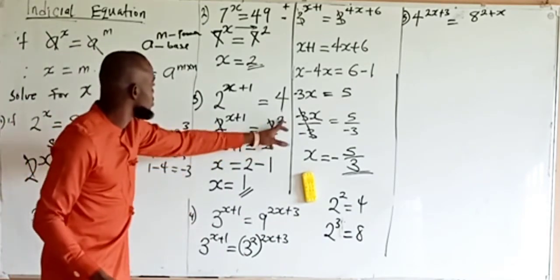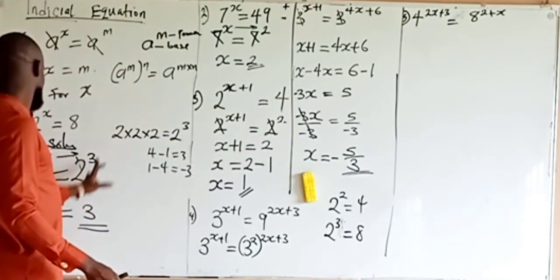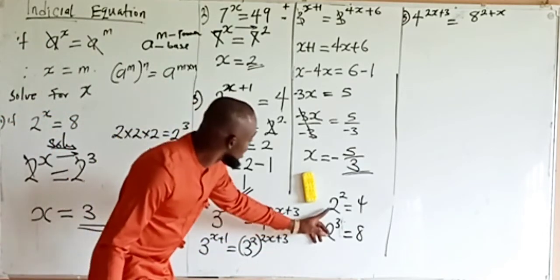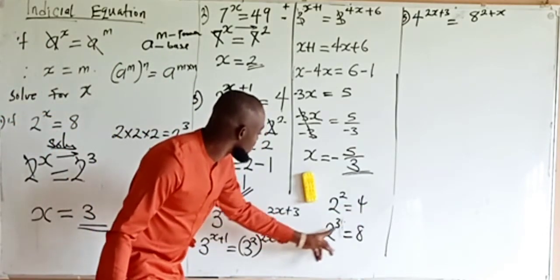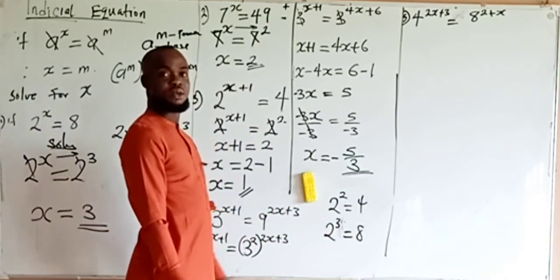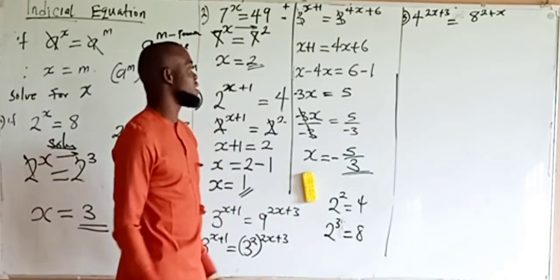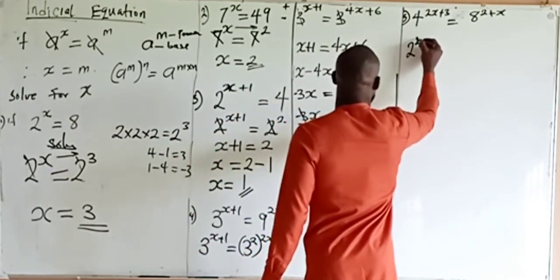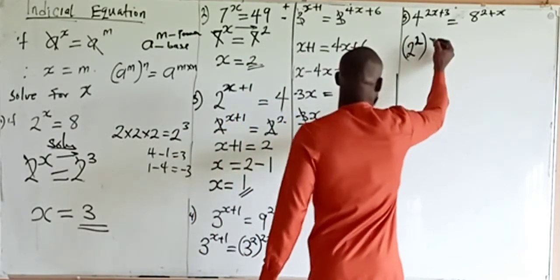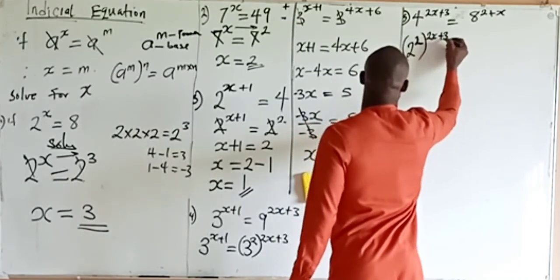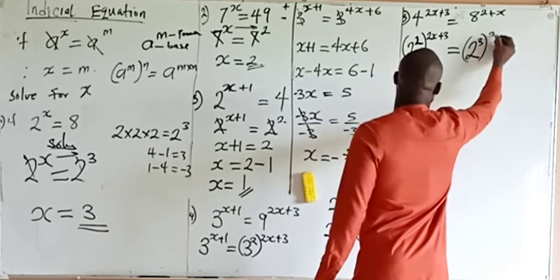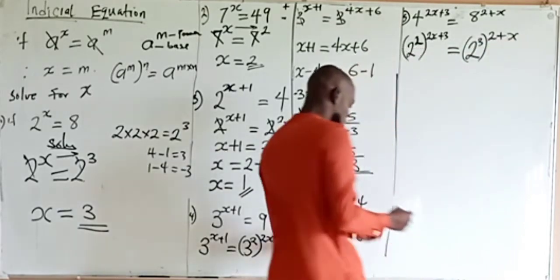2 raised to the power 2 means 4. 2 raised to the power 3 means 8. You have done it before. So instead of disturbing ourselves, if we use this one as 4 and this one as 8, the 2 bases will still be the same. So let's just call this one 2 raised to the power 2, since we want to ensure the 2 bases are the same, then 2x plus 3. Then we call this one 2 raised to the power 3, then 2 plus x.